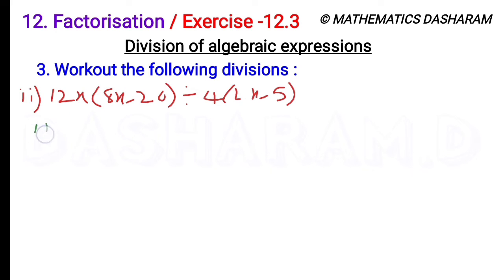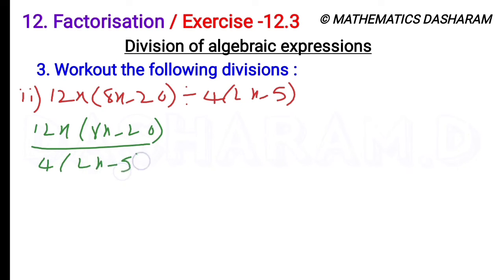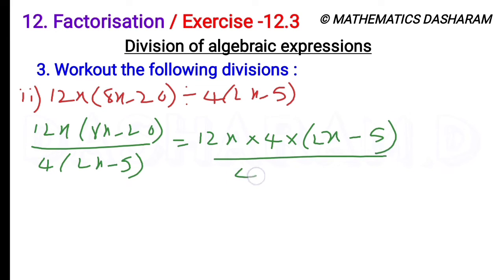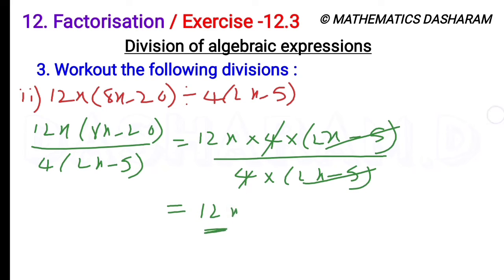Second problem, 12x bracket of 8x minus 20 divided by 4 bracket of 2x minus 5. 12x, from the 8x minus 20, let's take 4 common. So 8 is in the 4 table 2 and 20 is in the 4 table 5, divided by 4 into 2x minus 5. 4, 4, and 2x minus 5, both are cancelled, so 12x is the answer.